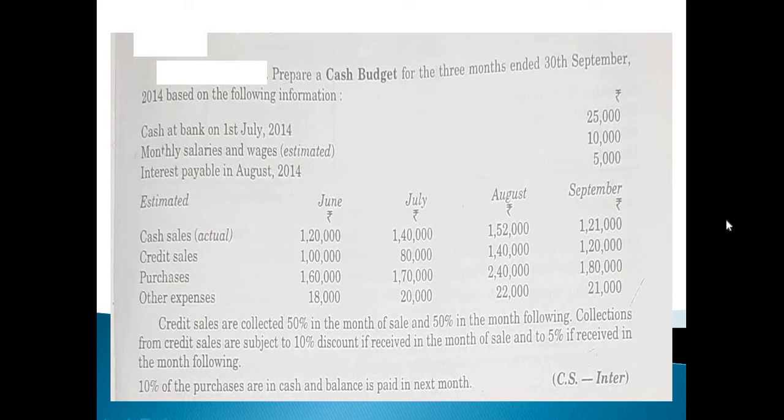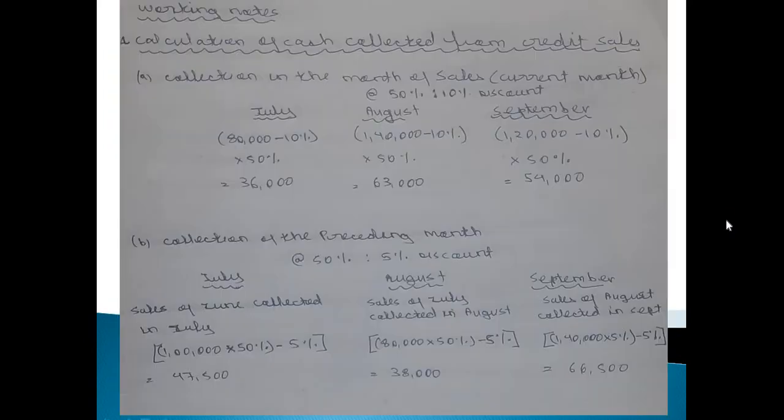Now let us look at the working note for the collection of credit sales. Let me repeat it again. It says credit sales are collected 50% in the month of sales. It means that in the month of sales itself, 50% of the sales are collected, and the remaining 50% is collected in the following month. It further says that collection from credit sales is subject to 10% discount if received in the month of sales and 5% if received in the month following. So remember, the discount in the month of sale itself is 10%, and in the following month the discount allowed is 5%. Now let us look at the working note.